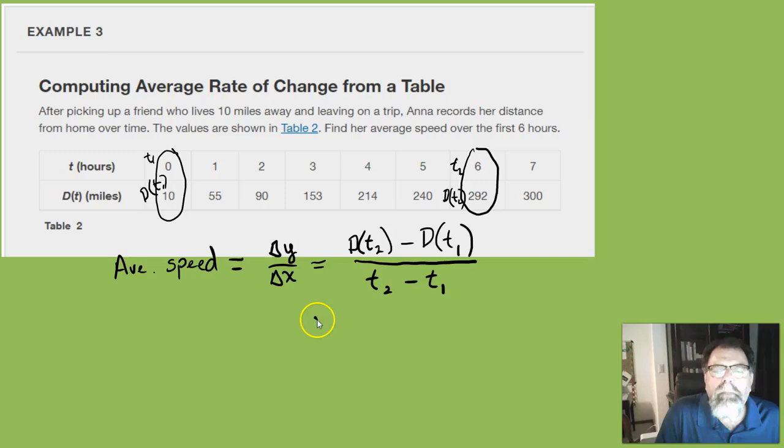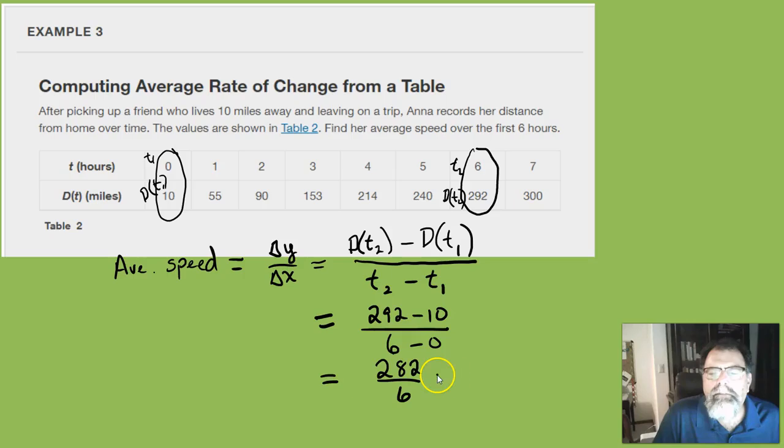Okay, so now let's plug in the numbers. So I'm going to subtract 292 minus 10 over 6 minus 0. So then we get 282 divided by 6. Punch that in our calculator. We get 47. Now notice the units.